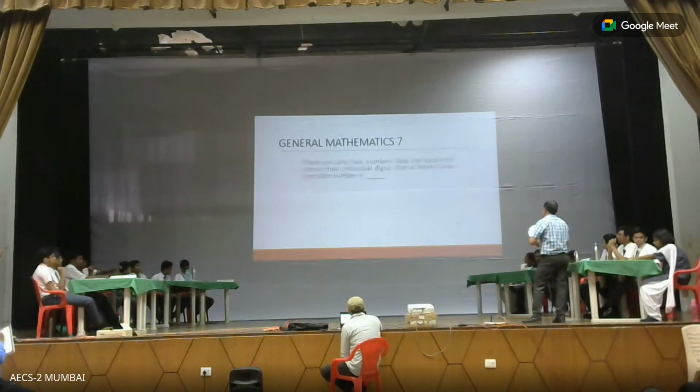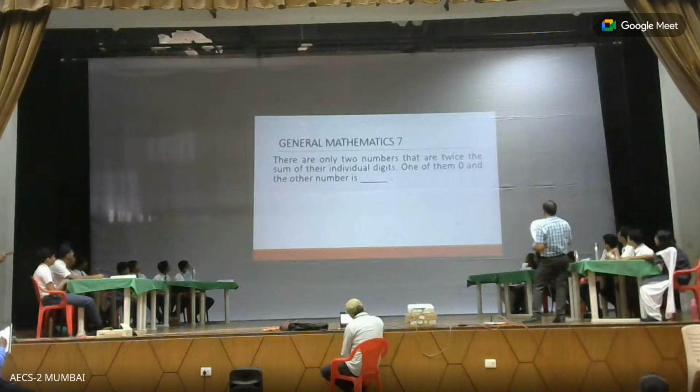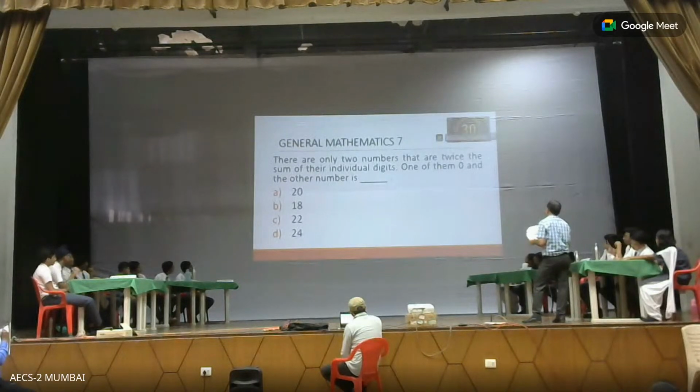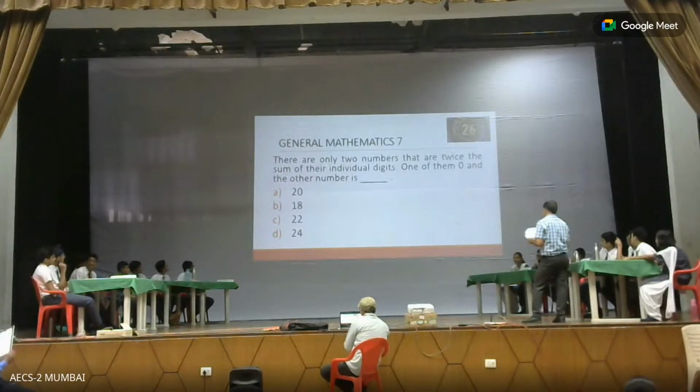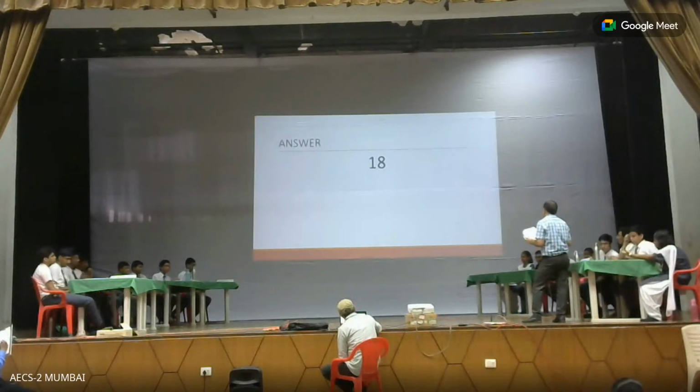And here the question is, sir, display the question please. There are only two numbers that are twice the sum of their individual digits. One of them is 0 and the other number is 20, 18, 22, 24. Time begins now. Option B, 18 is the right answer. Plus 10 to team Shakuntala also, and it was very quick.